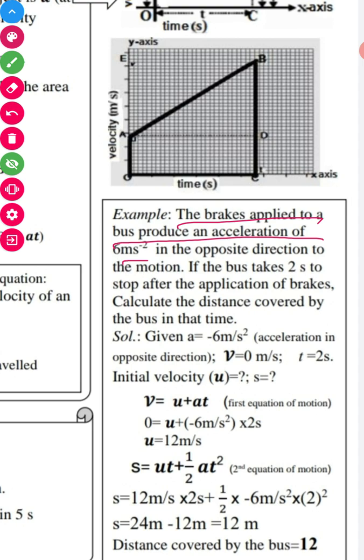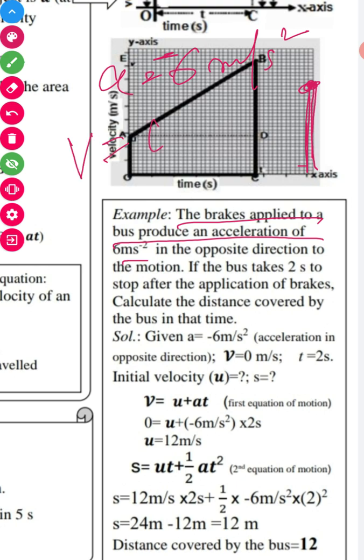See students, acceleration. When we apply the brake, the velocity becomes 0, the object stops, so the acceleration is negative. It is actually called retardation, so it must be in negative form. So it is written as minus 6 meter per second square. Whatever is given, we should write it.